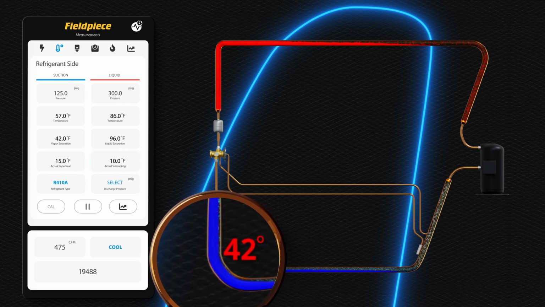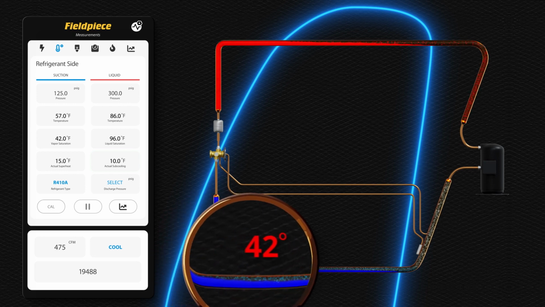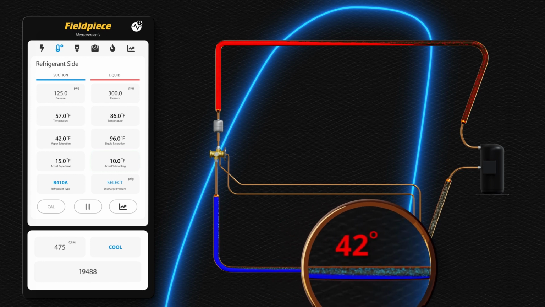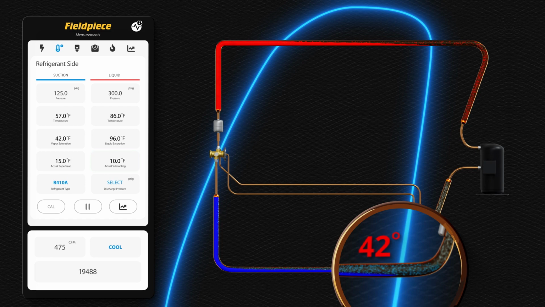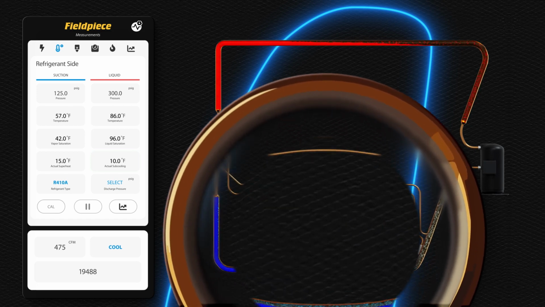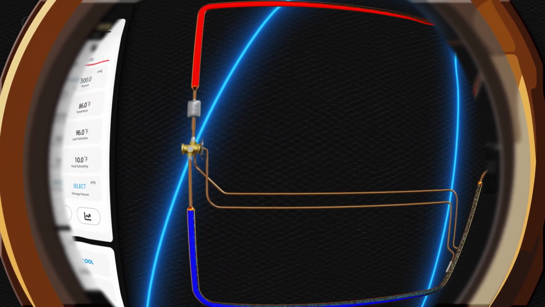As the refrigerant absorbs additional heat, the temperature remains the same while in the saturated phase. Once the refrigerant crosses a saturation curve, it becomes 100% vapor, and any heat added to the vapor will superheat the vapor. Then the cycle repeats itself.